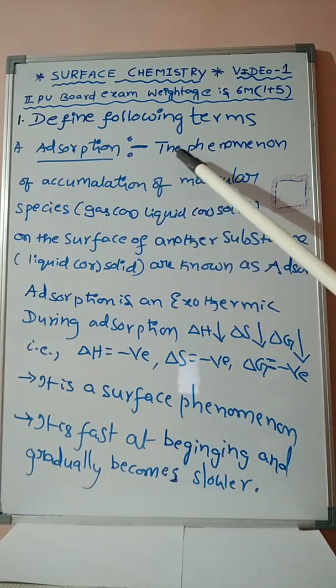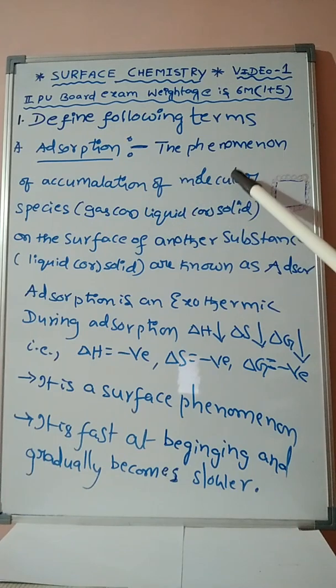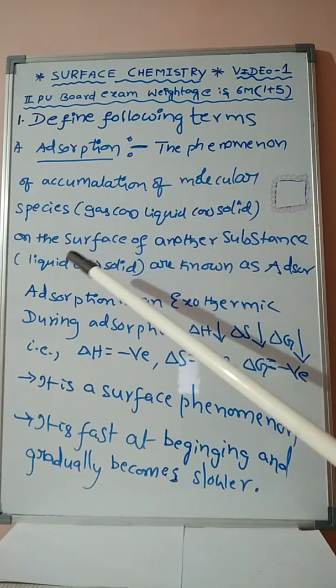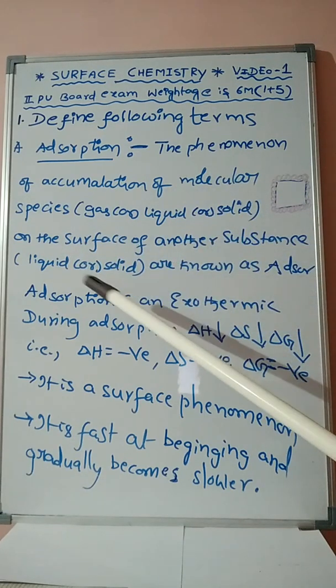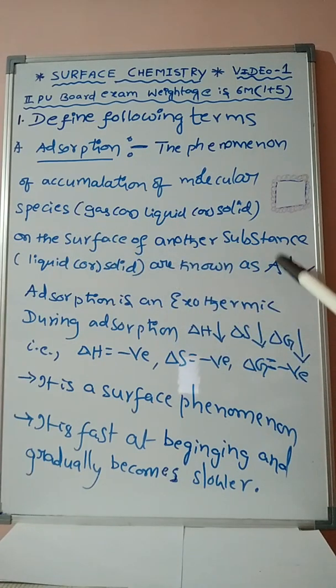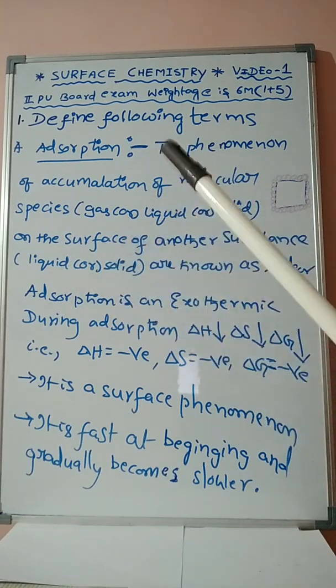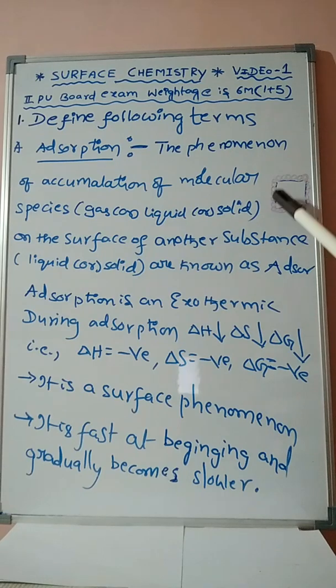Adsorption. The phenomenon of accumulation of molecular species like gas, liquid or solid on the surface of another substance like liquid or solid is known as adsorption. Let us consider, student, the blue color line is the surface. The other color is accumulated on the surface of the blue color line. Hence, this phenomenon is known as adsorption.